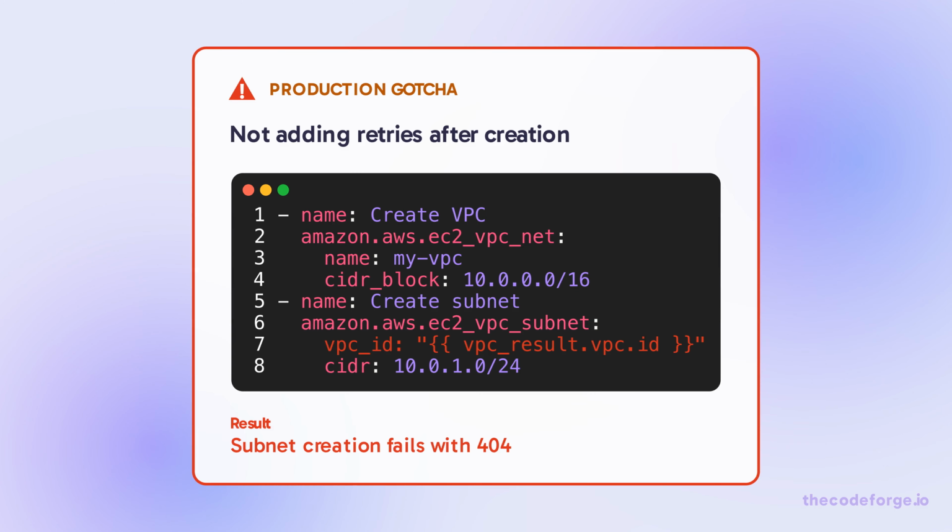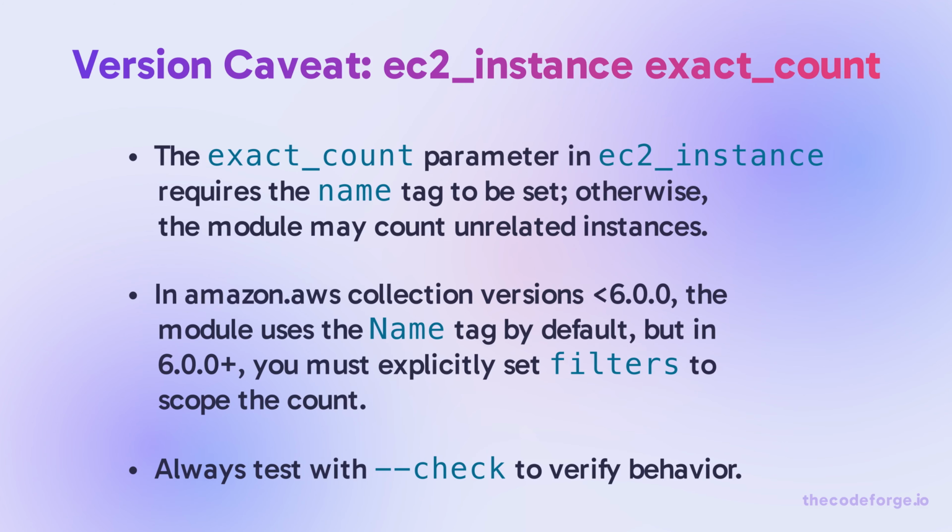If you create a Virtual Private Cloud and immediately try to create a subnet, the Virtual Private Cloud may not be visible yet. Add retries on the Virtual Private Cloud info check before creating the subnet. The exact_count parameter in EC2 instance requires the Name tag to be set, otherwise the module may count unrelated instances. In Amazon Web Services Collection version 6.0.0, the module uses the Name tag by default, but in 6.0.0+, you must explicitly set filters to scope the count. Always test with check to verify behavior.